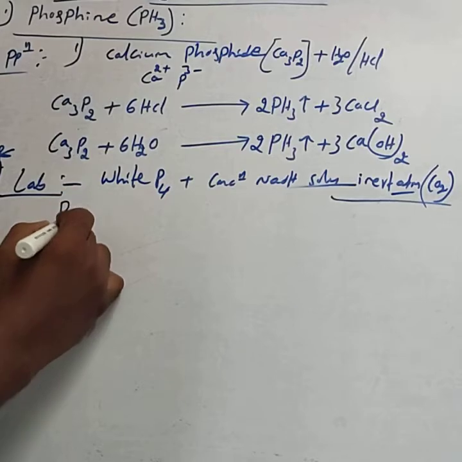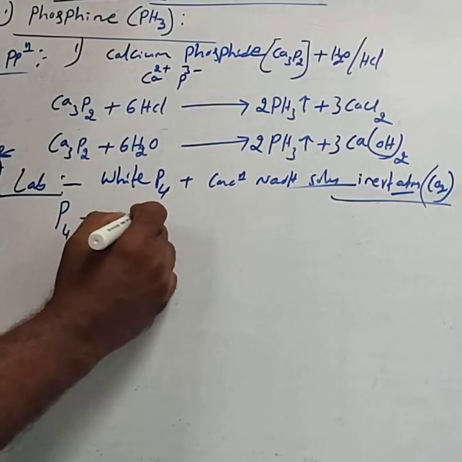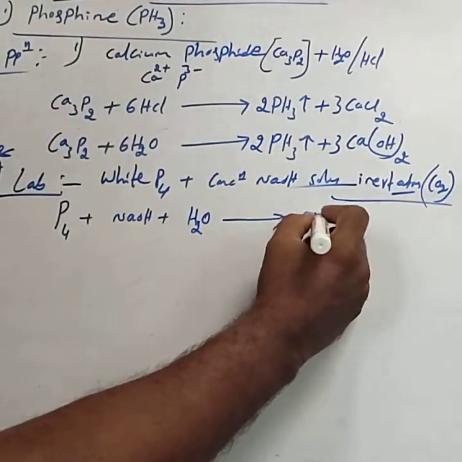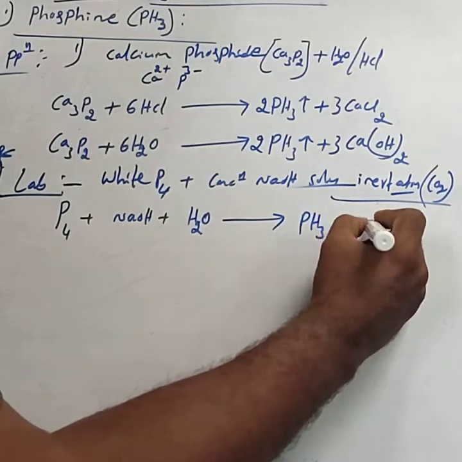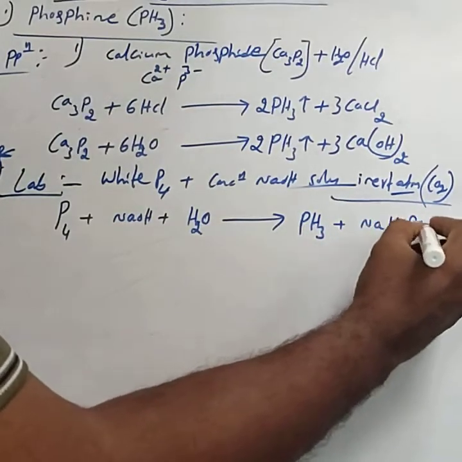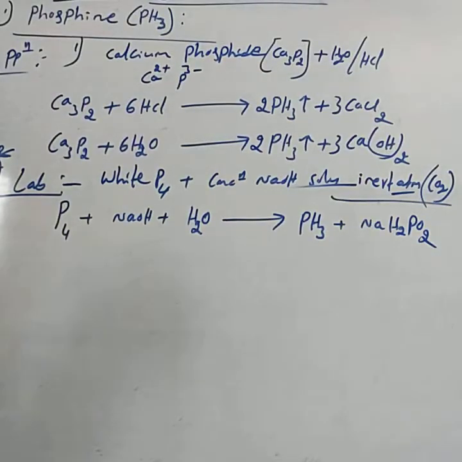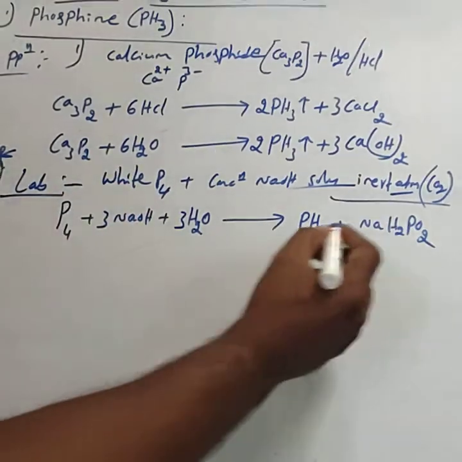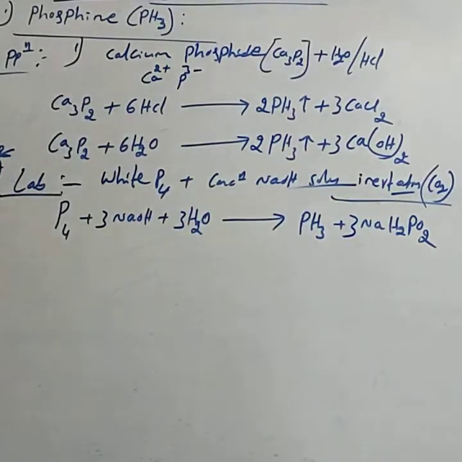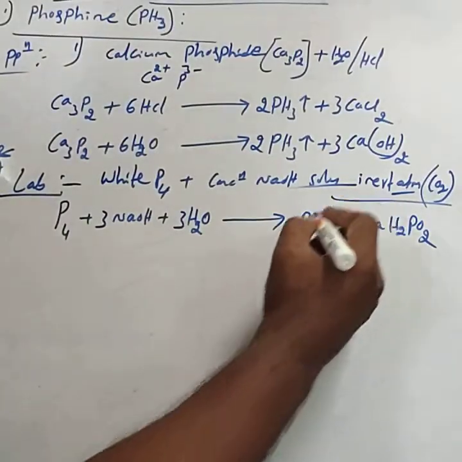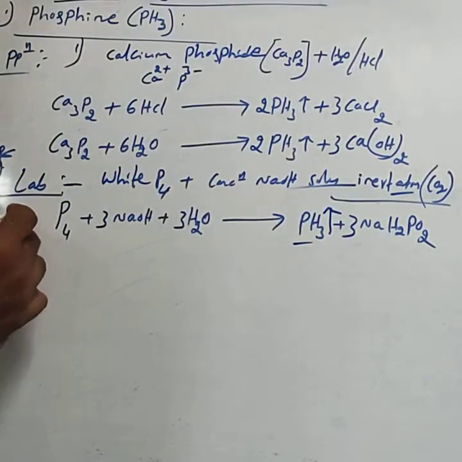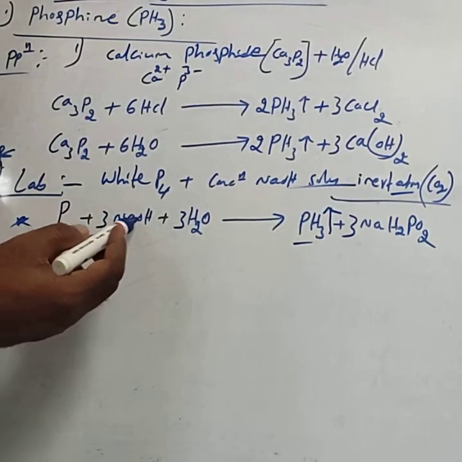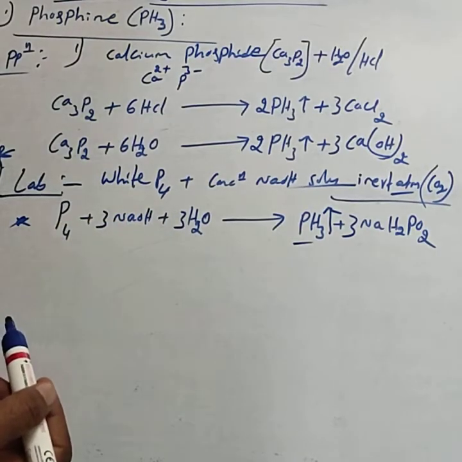That is, the reaction is P4 with NaOH and water. Then you get phosphine and sodium hypophosphite, NaH2PO2. That is P4 + 3NaOH + 3H2O gives PH3 + 3NaH2PO2, sodium hypophosphite, liberating phosphine. This is very important. Practice this reaction. White phosphorus is treated with sodium hydroxide solution in an inert atmosphere of carbon dioxide and you get phosphine.